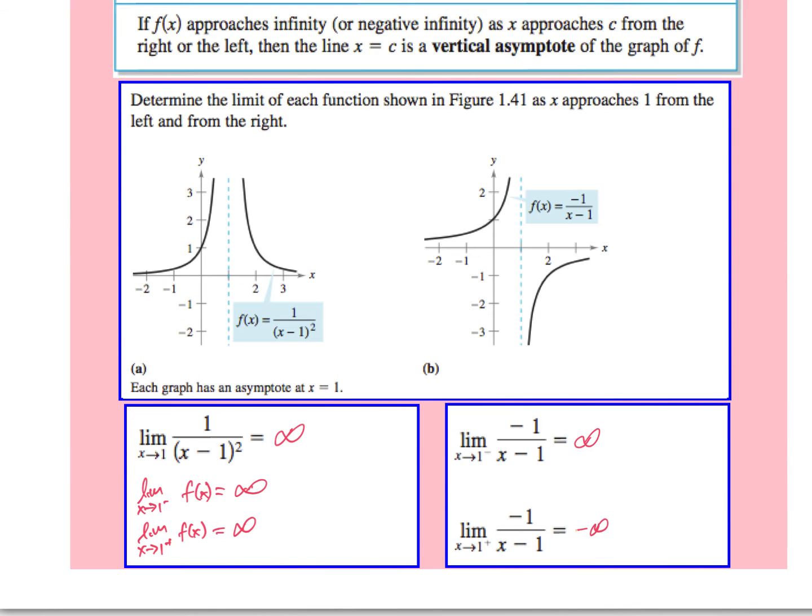Negative infinity. All right. So what this means is when I go from 1 from the left, it's going up. If I go 1 from the right, it is going down. All right, you see how that worked?